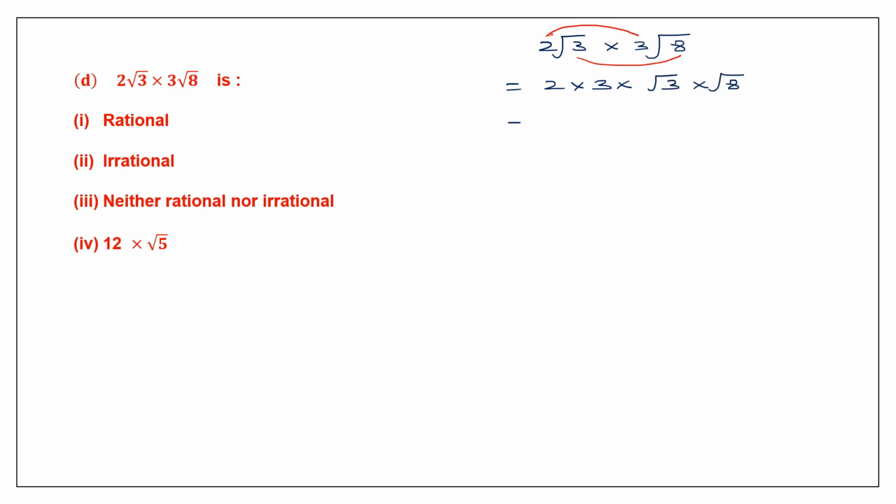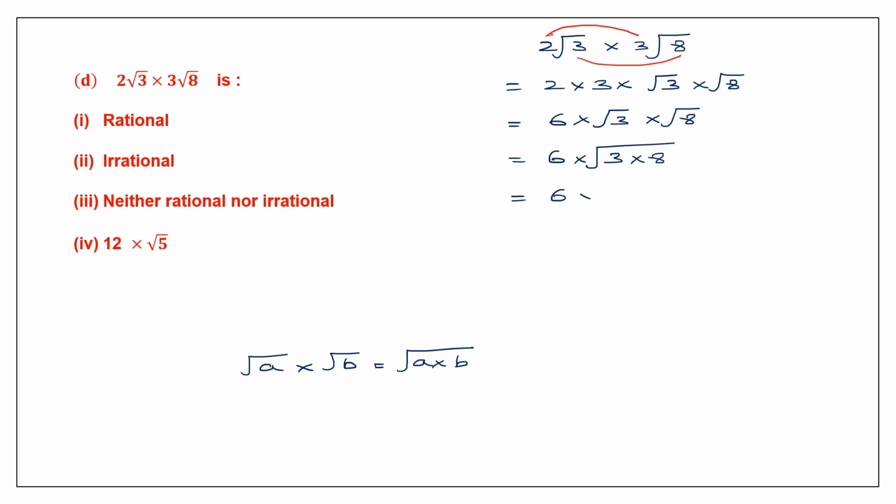Now let's multiply 2 into 3. 2 3s are 6 into root 3 into root 8. Now there is a property which says root A into root B, if you have to multiply two roots like this, it is root A into B. So we can apply that here. So here this is 6 into root of 3 into 8. So this is 6 into root 24.